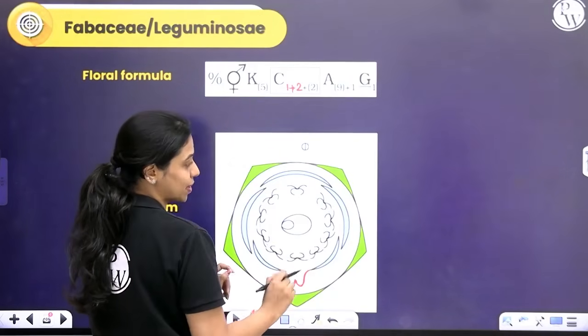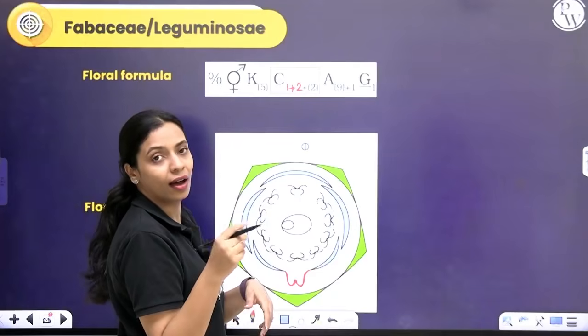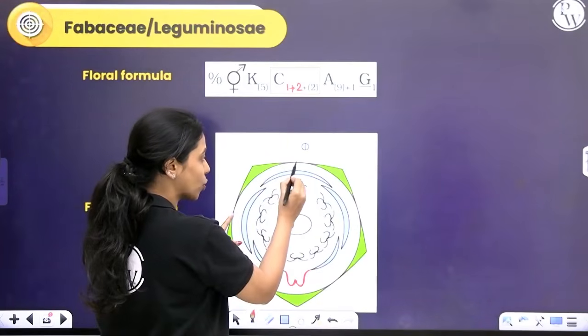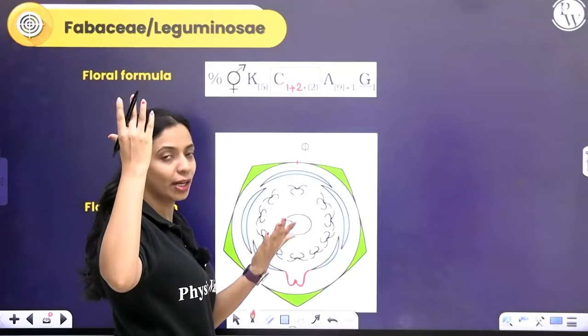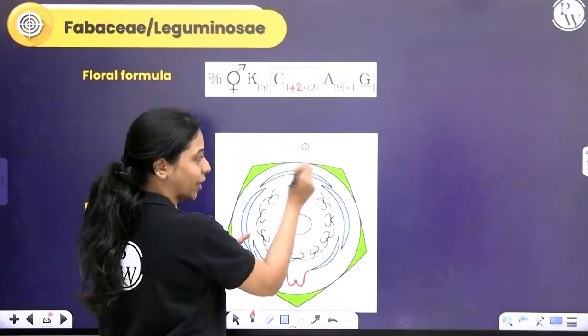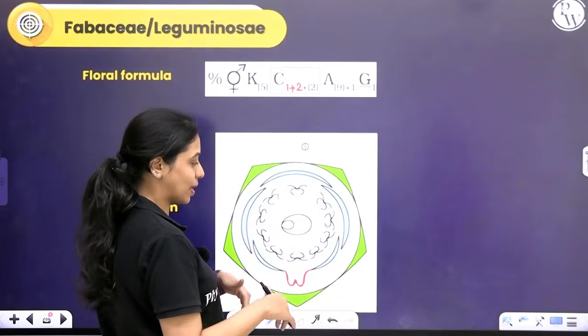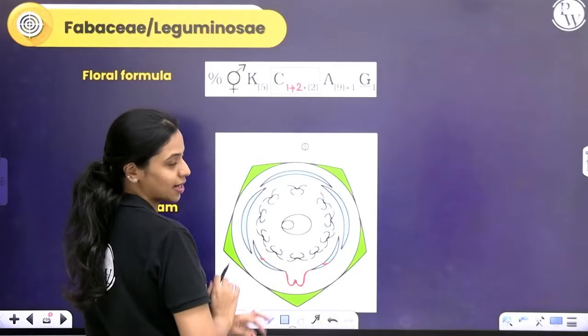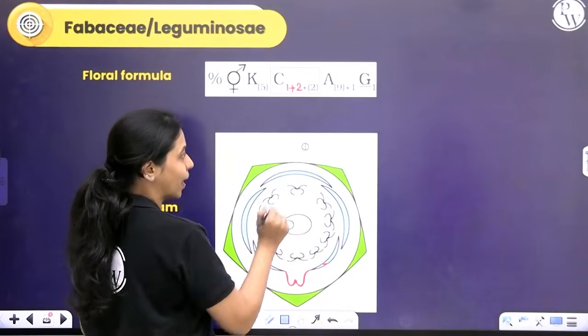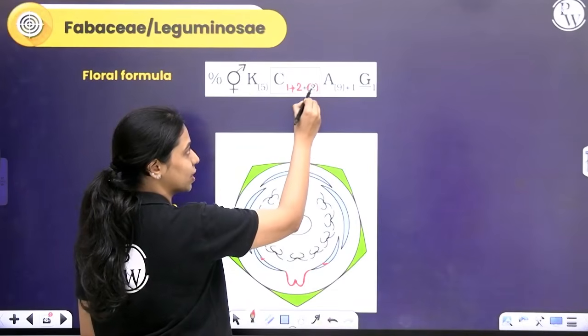Okay, I want you to notice how previously in the floral diagram that we saw, there was no joining between 2 sepals. That indicated that that was polysepalous. Here you see that it's joined. So it indicates that it's gamosepalous. Here this joint between this petal and this petal indicates that it's fused. So since 2 petals here are fused, you will write it within brackets.